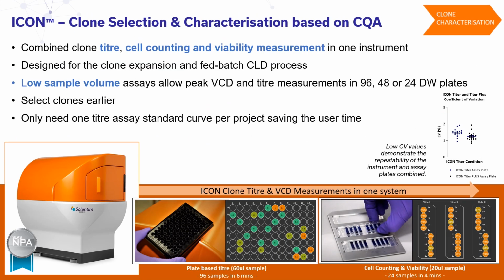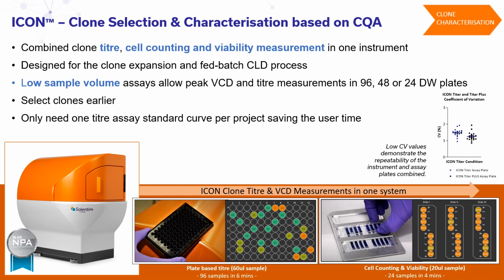The final instrument in the range is the ICON. This instrument is for clone selection and characterization based on critical quality attributes. The system combines clone titer, cell counting and viability measurements all in one instrument. The system is designed for clone expansion and fed batch CLD process, and the low sample volume assays allow peak VCD and titer measurements from 96, 48 or 24 well plates.